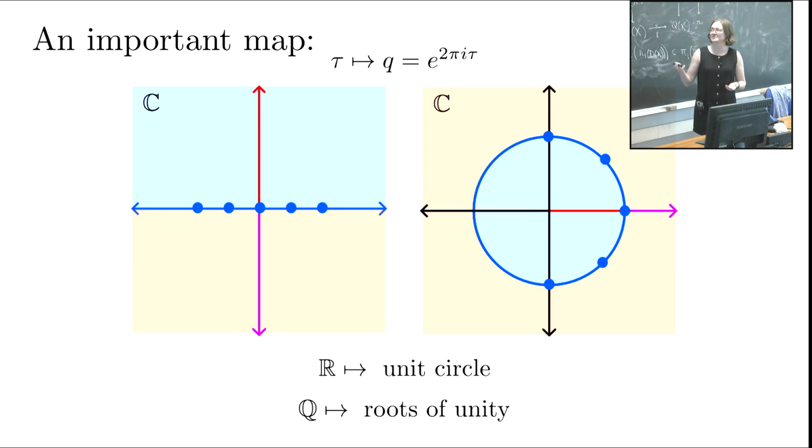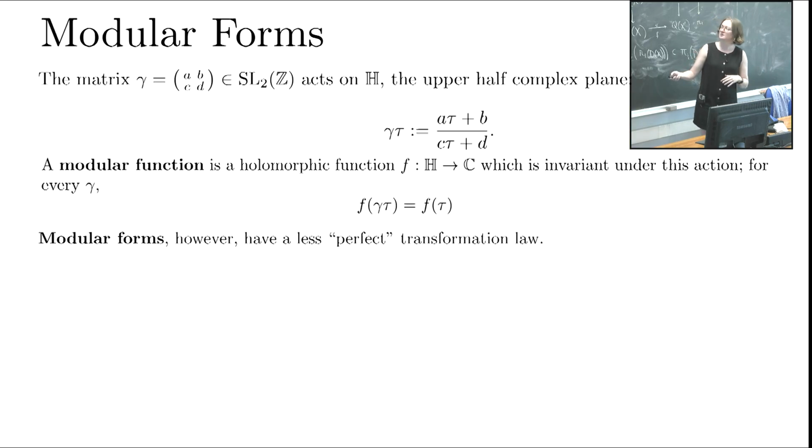While I'm doing this, I'd like for us to keep in mind this map that sends tau in the upper half plane to q, which is equal to e to the 2 pi i tau. So it's going to wrap the upper half plane into the unit circle. And notably, the rational numbers are going to become roots of unity. So sometimes we'll go back and forth between talking about the upper half plane and the unit disk.